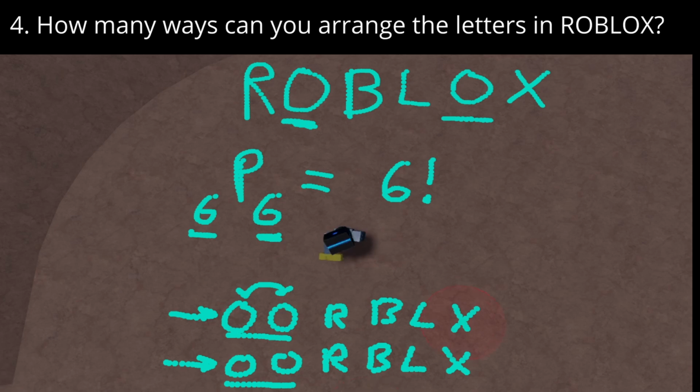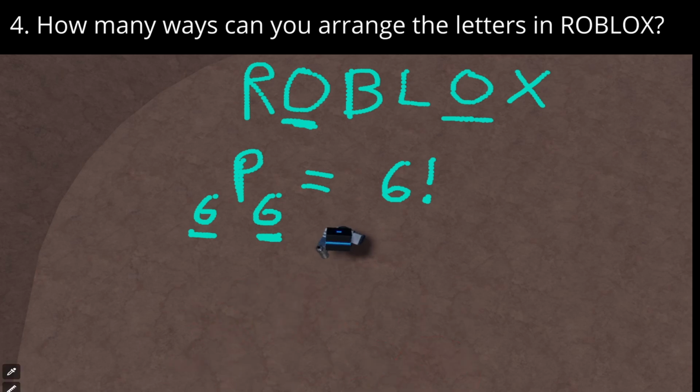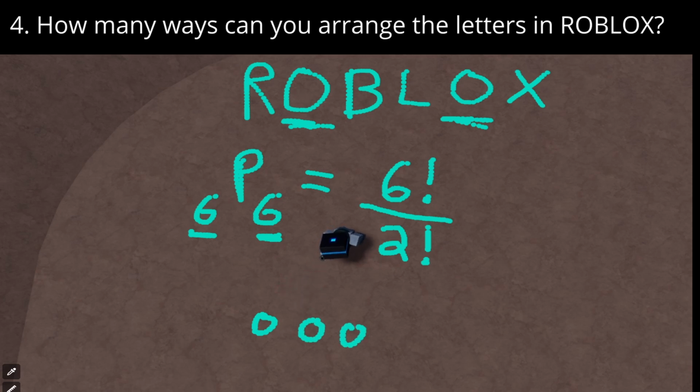How do you account for that? The solution is very simple. What you do is you divide by the number of repeats, or you take each repeated unit, O, and there's 2 repeats. So you do 2 factorial. If there were 3 O's in Roblox, for example, I would do 3 factorial in the denominator instead, just as another example. But here, we only have 2 O's. So you take your repeated unit, and then however many times it appears, do that much factorial as another factor to divide by. So this is our actual answer.